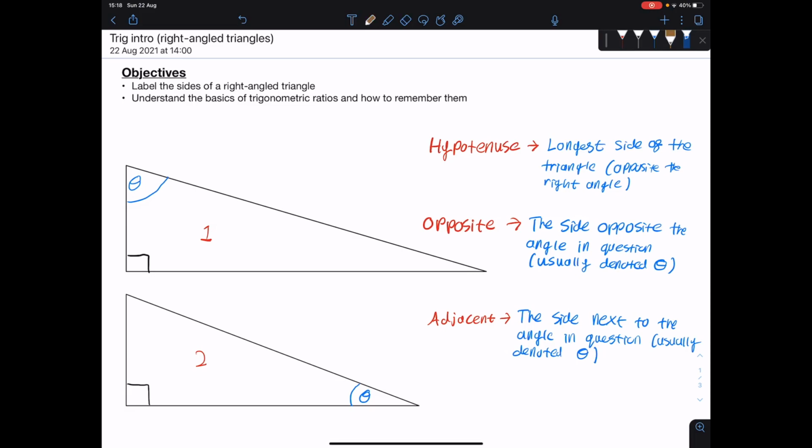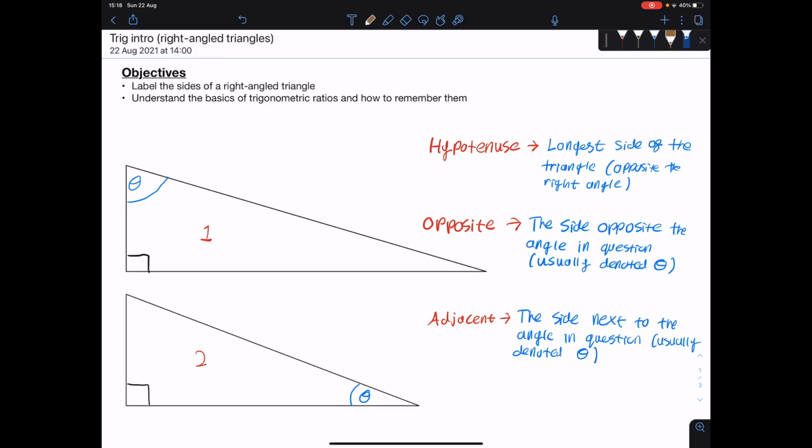Here we have two triangles which I've labelled triangle 1 and triangle 2. Both these triangles are right angled triangles, as both of them contain a right angle, which is a 90-degree angle or just a quarter turn. Let's begin by labelling the sides of triangle 1.